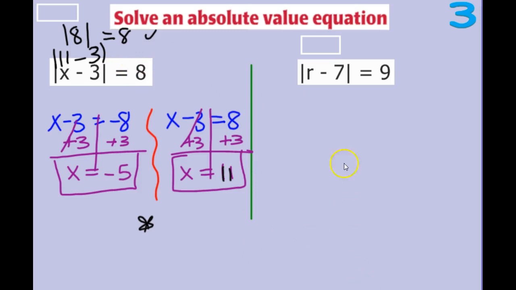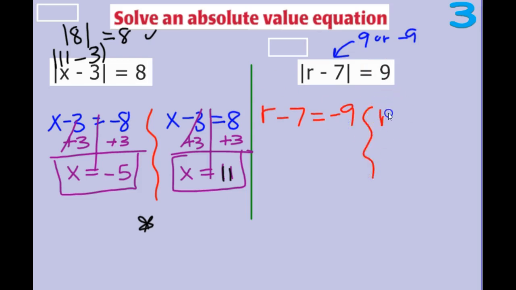So let's look at the next one. We know whatever goes in here has to come out clean or be 9. So we can plug in a 9 or a negative 9 into the shower to come out clean. So we need to set both of these equal to 9 and negative 9. So r minus 7 equals negative 9 and r minus 7 equals 9. I'm always going to write the negative one first because later when we get to inequalities, it will help you graph.